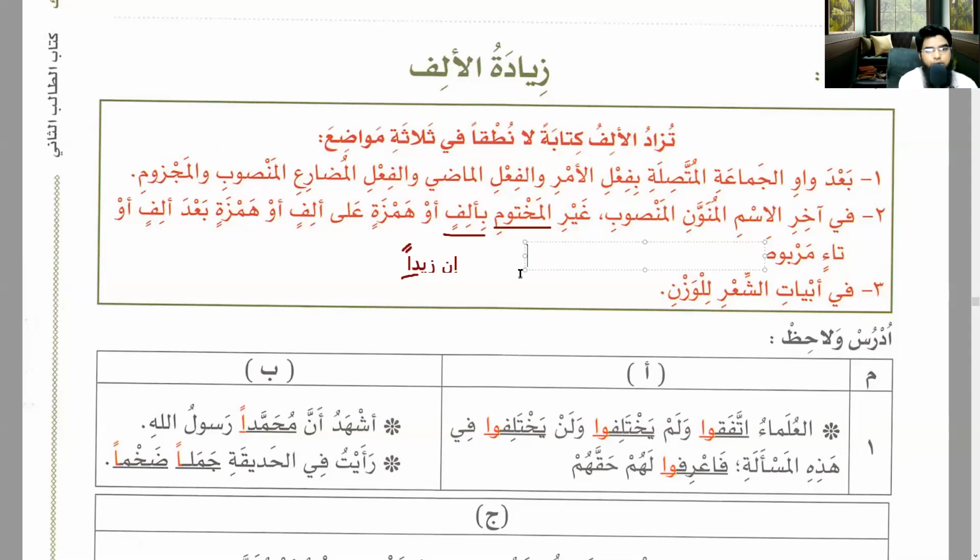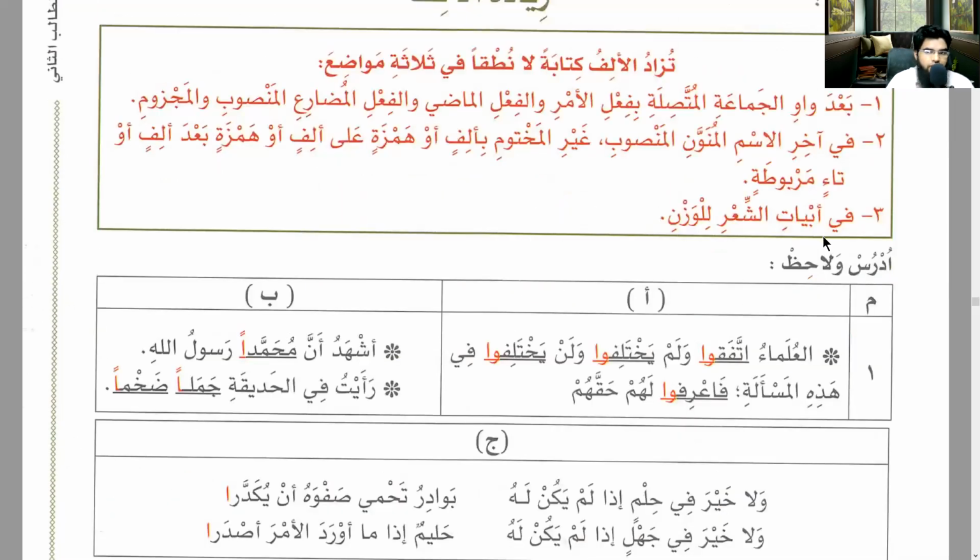Aw ta marbuta. Ta marbuta is also the same thing. So you cannot say Fatimatan. You don't add an alif like this, right? You do it only for masculine. These are just rules. You get used to it anyways. This is the second one. Fi abiyat ash-shi'ri lil wazn. The third one is when you have poetry, for wazn.